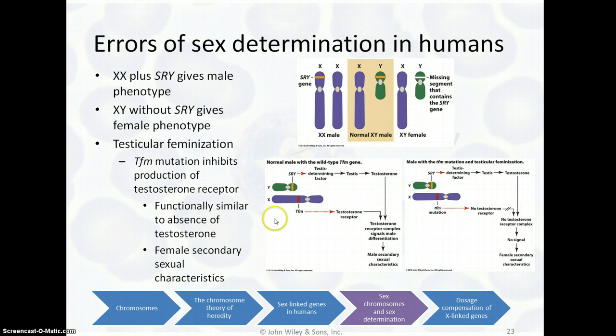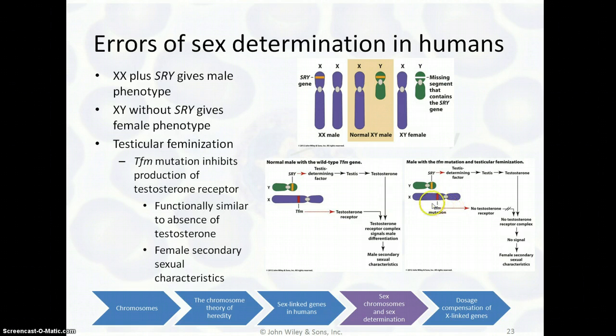So what happens in a normal male with a normal XY chromosome, you get that TDF being produced. But when that testosterone is produced from that testis, the TFM gene, which is actually located here on the X chromosome, which produces a testosterone receptor, has to be there on the testis in order for it to respond to testosterone and produce those male secondary sexual characteristics.